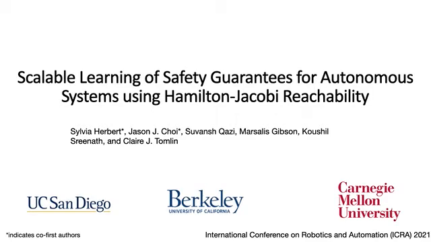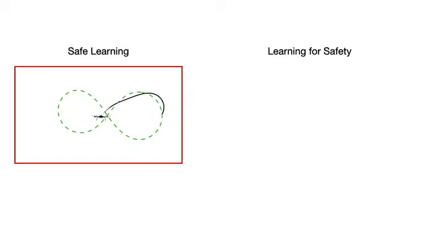In this video, we introduce our work on scalable learning of safety guarantees for autonomous systems using Hamilton-Jacobi Reachability. First, we introduce the notion of safe learning and learning for safety. When a system is learning a performance controller online, it may not be guaranteed safe.